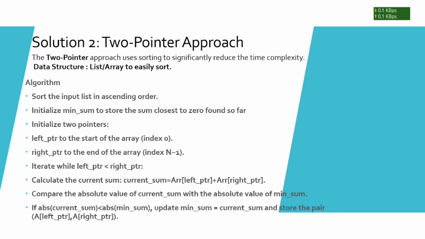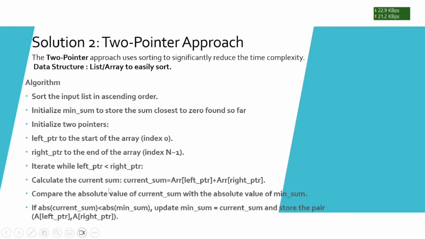Then we initialize the min sum similar to the first approach, but instead of i and j, we are having left pointer and right pointer here. So left pointer will be at the start of the list and right pointer will be at the end of the list. And since it is a sorted list, left is pointing to the least element in the list, and the right pointer is pointing to the highest or the biggest element in the list. When we iterate through the list, we will always maintain that left pointer is at a position less than the right pointer so that it doesn't cross over to the other side of the list.